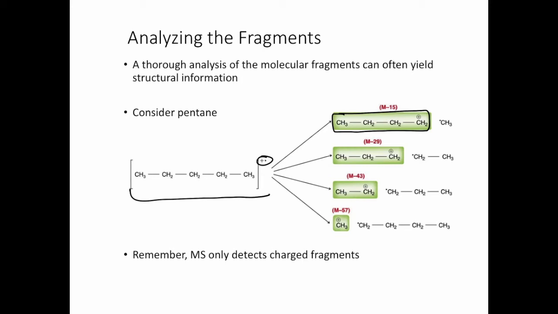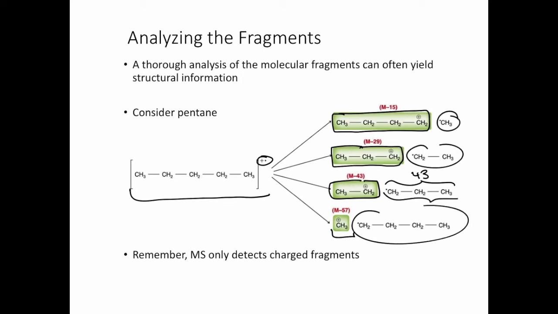If it lost an ethyl radical, we would get this cation, which is the parent ion mass minus 29 mass units for ethyl. If we lost a propyl group, we would have the ethyl cation left, which is the mass of the parent minus 43. So this has a mass of 43. And then if we lost everything but a methyl, we'd get this fragment, which would be M minus 57. Now remember, the mass spec instrument only detects charged fragments, so these neutral radical fragments would not be detected.